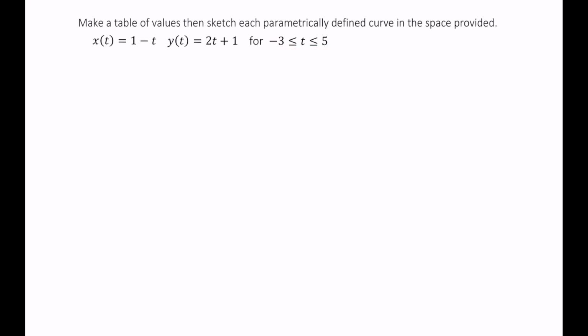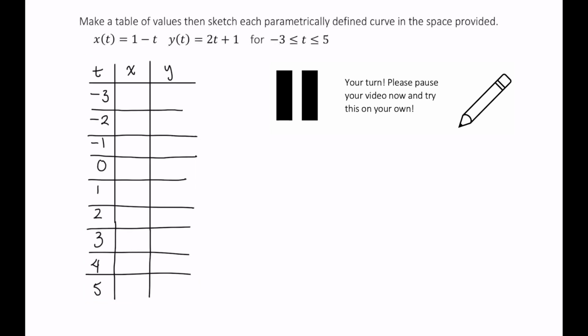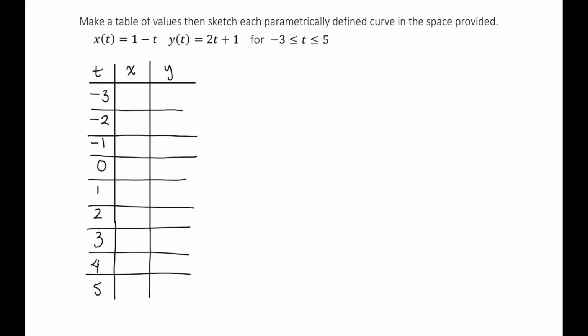So the first thing you want to do is draw a table of values, which looks like this one here. So we have t, our x-coordinate, and our y-coordinate. T is our parameter. And then I'm using integers between -3 and 5. So please pause your video and sketch a table to match. Okay, now that you have your table sketched, let's begin.